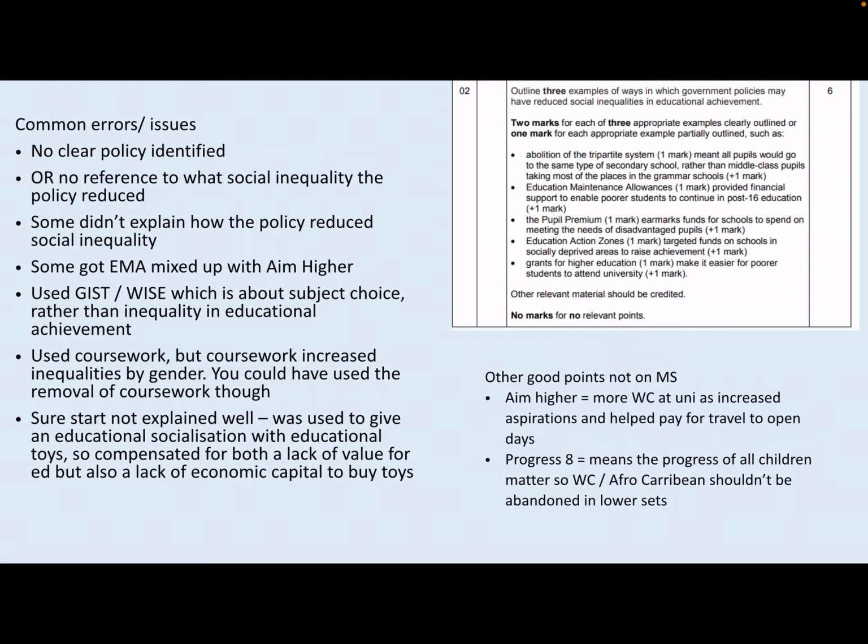I'm not going to read through the entire mark scheme with you because I think it's pretty clear. Again, it's just making sure. Oh, sorry, one other policy that I've not put on the PowerPoint that was good to talk about was the old academy systems, which was set up to help failing schools that had mainly working class students. So the extra funding and resources allocated would have benefited working class students, therefore reducing the inequality between them and the more middle class schools at the top of the league table. So that was another point that you could have talked about.